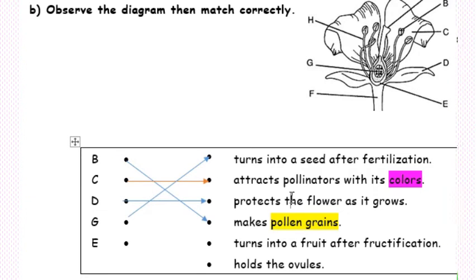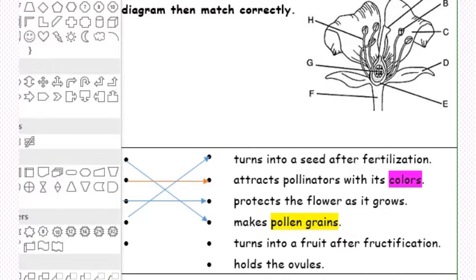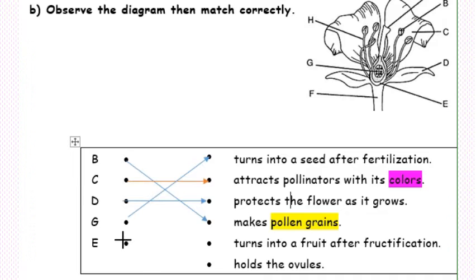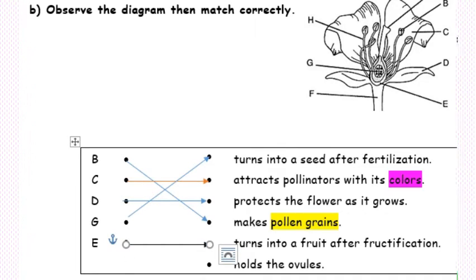E is the ovary, the fat part of the pistil. This ovary will turn into a fruit after fructification. So I'm going to choose this sentence, and we still have the last sentence: holds the ovule, and we're talking right here also about the ovary. The ovary is the flower's part that holds the ovules.